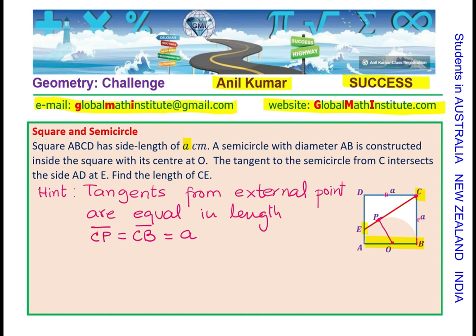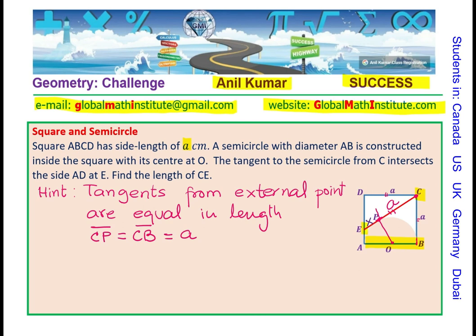So we know that this part here is a, same as the side of the square. So that part is clear, right? Great. Now, what is the remaining part EP? Let that be x, right? We don't know what EP is.